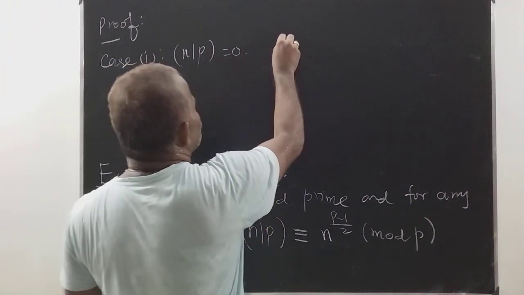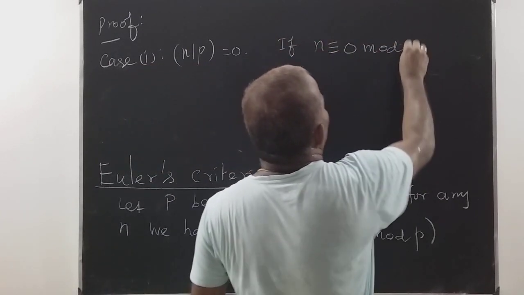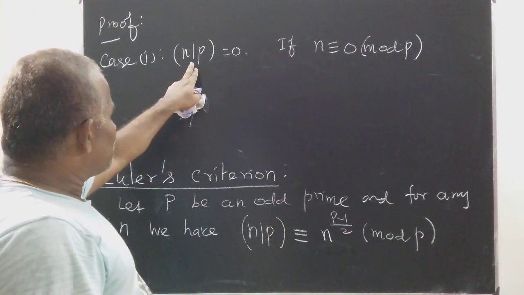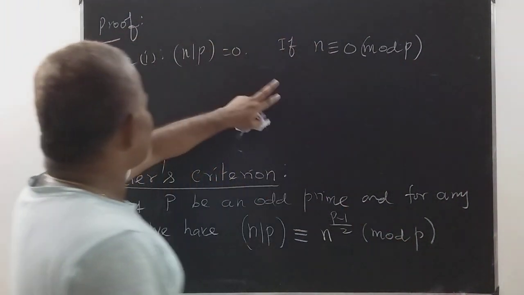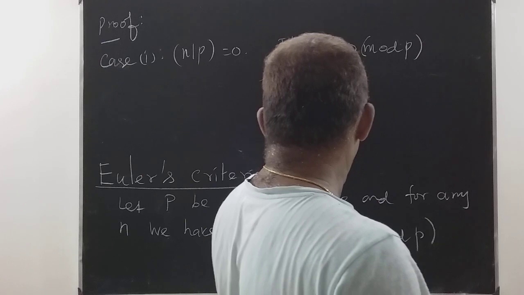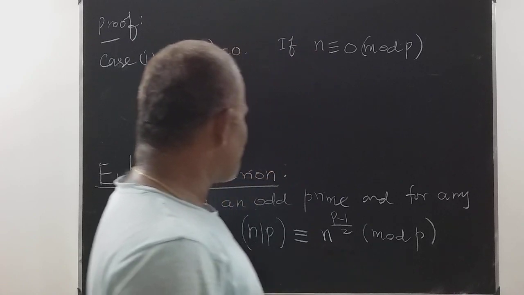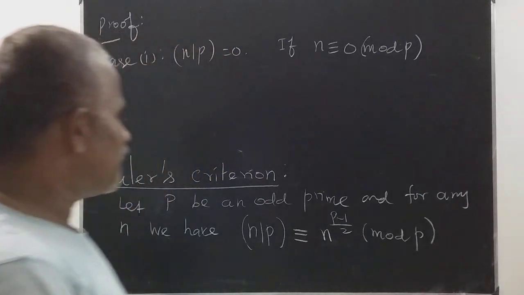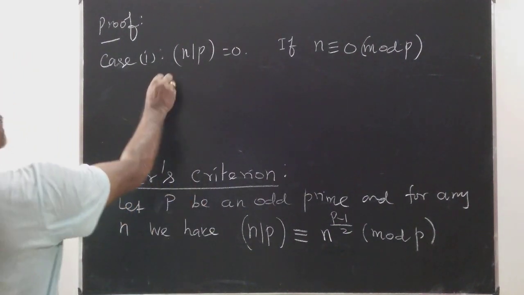If n is congruent to 0 mod p, and (n/p) is equal to 0. So therefore, in both the cases, (n/p) is congruent to 0 mod p, and also n^((p-1)/2) is also congruent to 0 mod p. Understood? So therefore the proof is trivial.